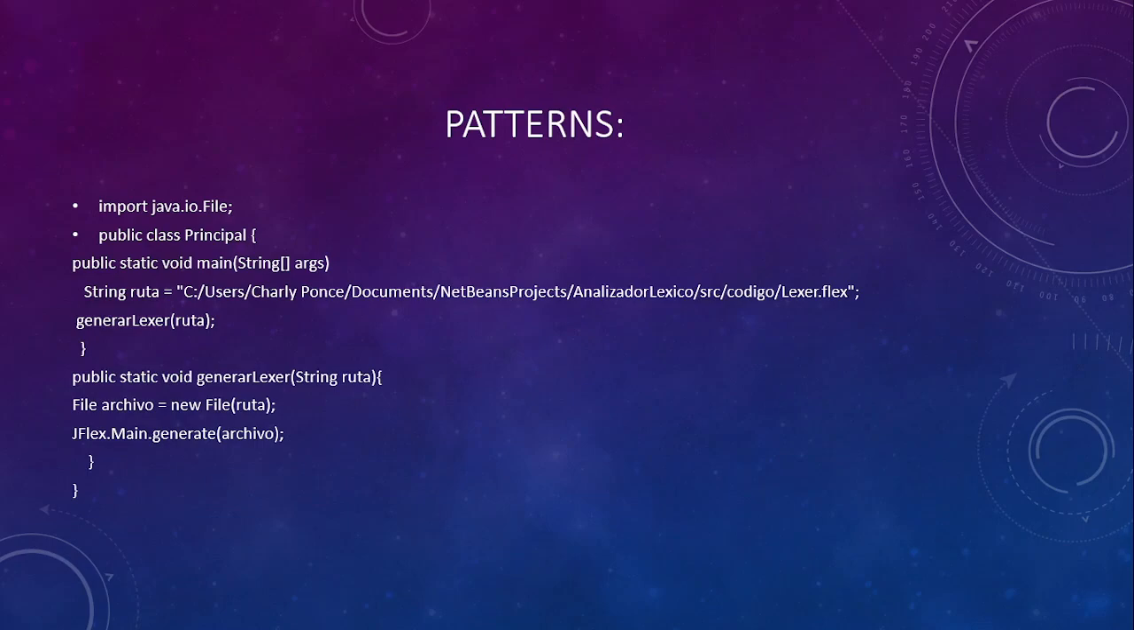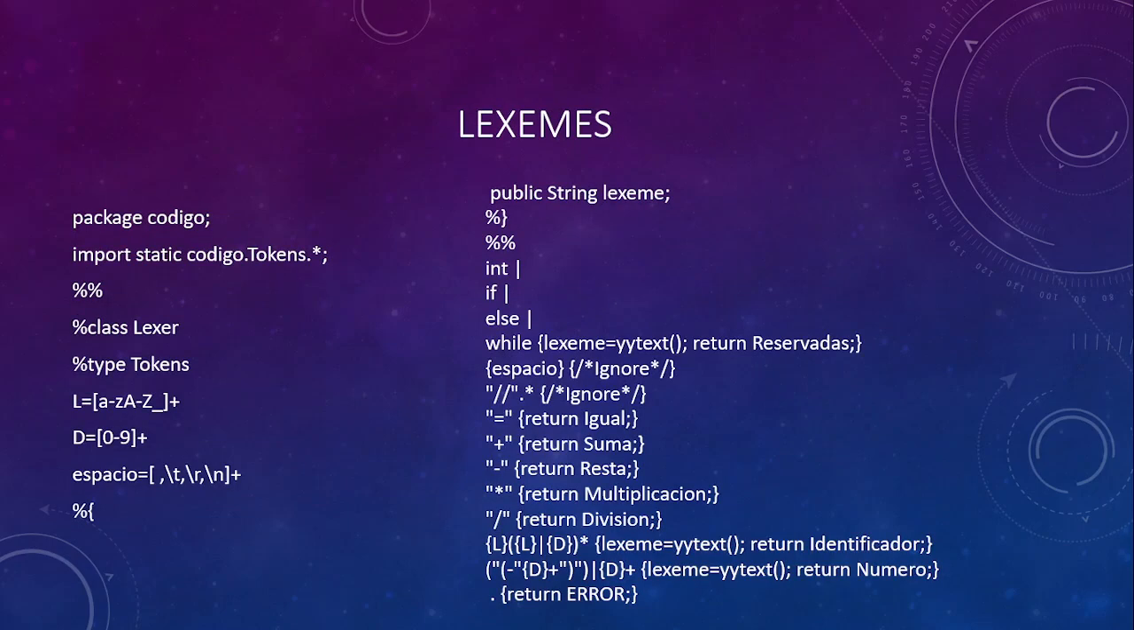And it's the same: public static void generar lexer, File archivo, new File ruta, JFlex.Main.generate archivo. Now all the main tokens and lexemes are interpreted in this way.